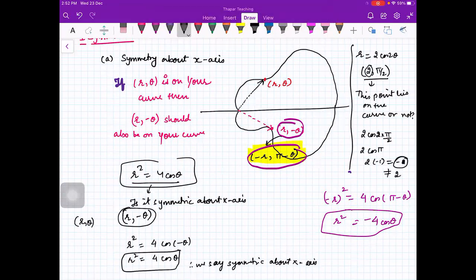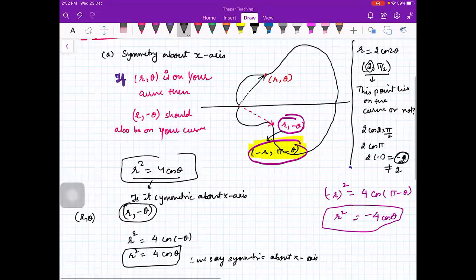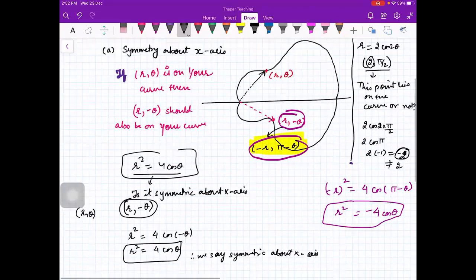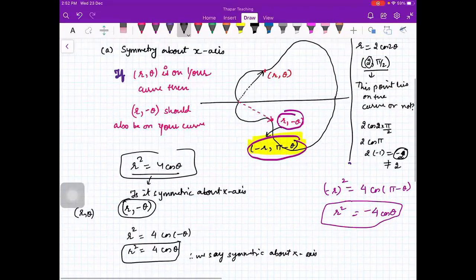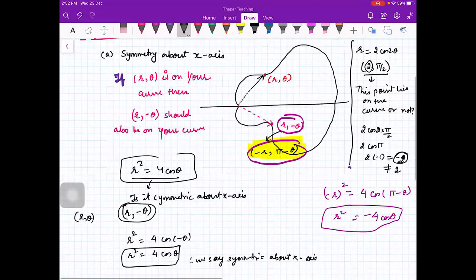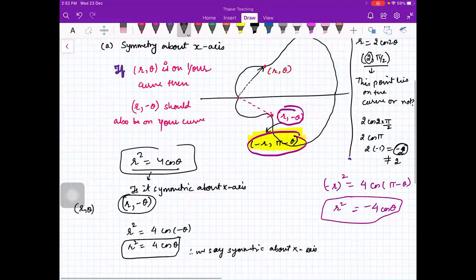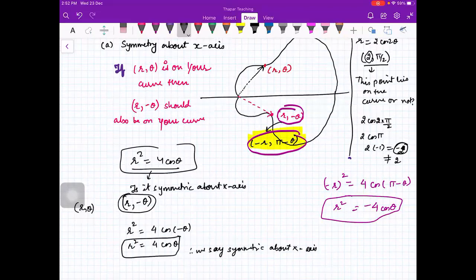Yes, beta. Ma'am, what you have written here, where you replaced (r, θ) with (−r, π − θ), please explain this. Yesterday we had this issue, beta. We were checking whether this point lies on the curve or not, and we got that this point does not lie on the curve. So we had this issue that (r, −θ) lies on the curve, but (−r, π − θ) does not lie on the curve.